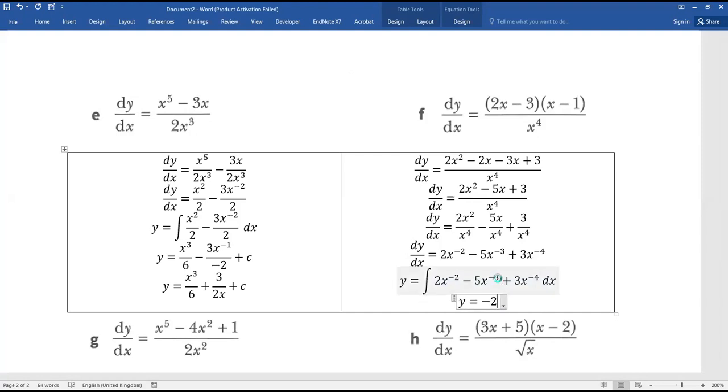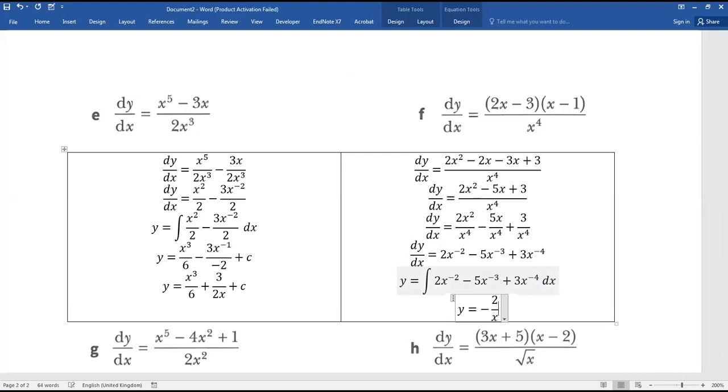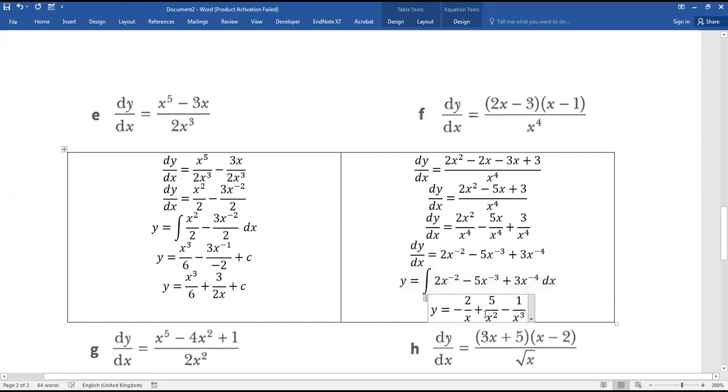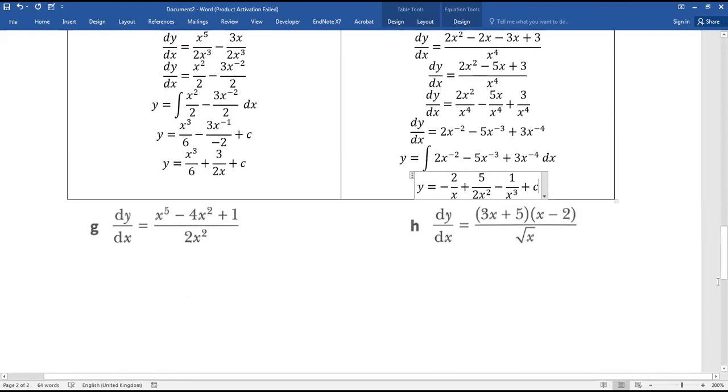So that becomes minus 2 upon x, and then plus 5 upon x squared, and then minus 5 upon 2x to the power 4. Yeah, divide by the increased power. Sorry, you're right. 5 upon 2x squared minus 1 upon x cubed plus c. Is this right? Yes, sir. And now attempt the next two parts.